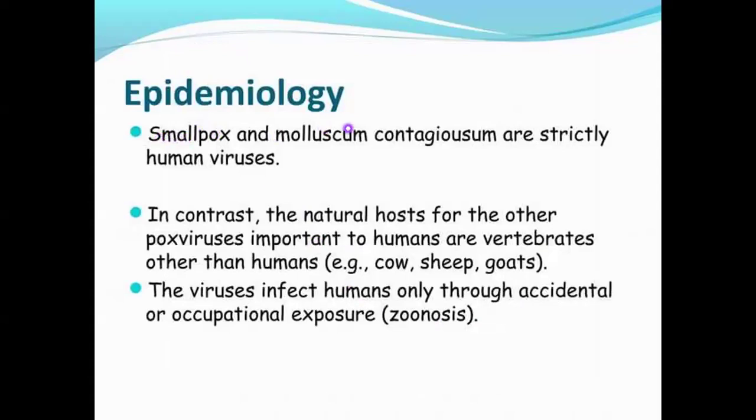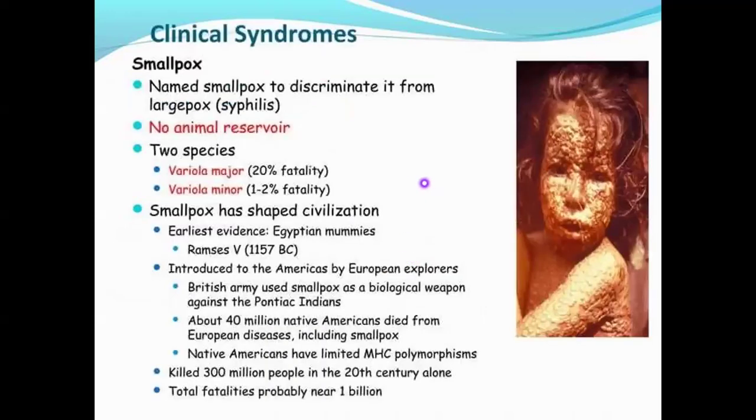Epidemiology. These are strictly human viruses, smallpox and molluscum contagiosum. In contrast, the natural hosts for the other pox viruses important to humans are vertebrates other than humans, for example cow, sheep, goats. The viruses infect humans only through accidental or occupational exposure. That is zoonosis. Then smallpox, named smallpox to discriminate it from large pox, which is syphilis.